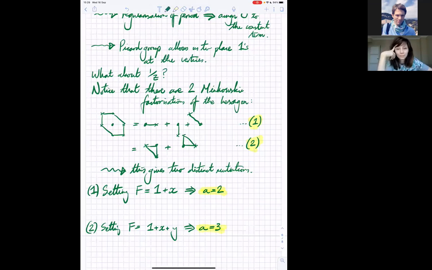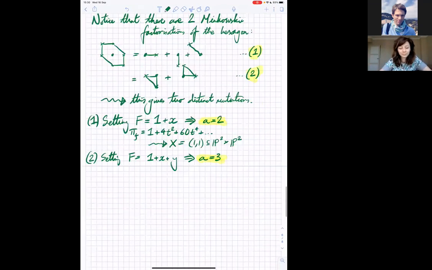And you can go away and you can calculate the period sequence in each case. So in the first case, it's 1 plus 4t squared plus 60t to the 4 plus ... And you can look this up, and this corresponds to a 1-1 intersection in P2 cross P2. And in the second case, it's 1 plus 6t squared plus 90t to the 4 plus ... And this is just equal to P1 cross P1.